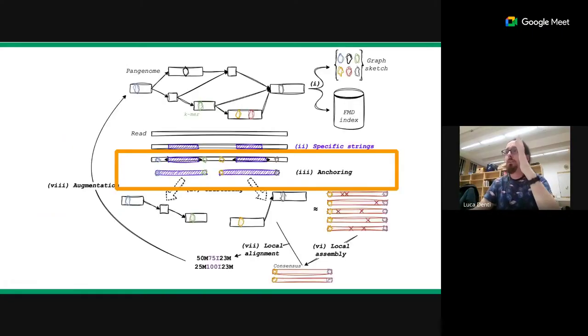Okay, so we have the specific strings that pinpoint all the differences. So we know for each read which portion of the read is not in our index, so not in the haplotypes.